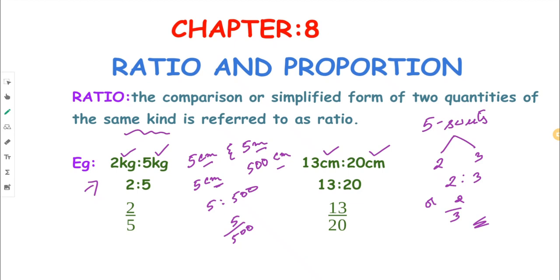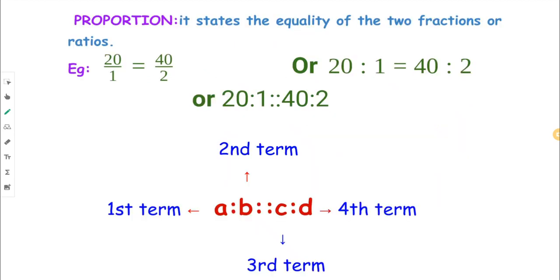All right, so this is just a short introduction for ratio. Let's go to proportion. It says the equality of two ratios. Equality, right? The best example would be, let's say that you are making tea for 1 person. The ratio of sugar and milk might be 1 spoon of sugar and 2 spoons of milk, for just 1 person. There it will be 1/2.